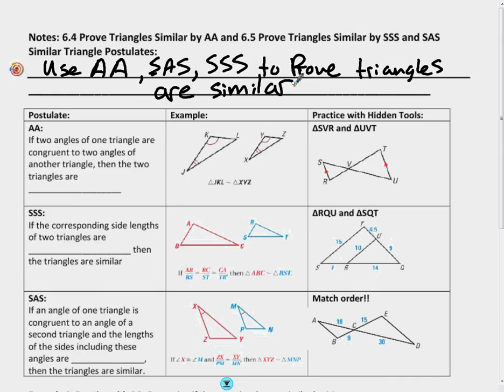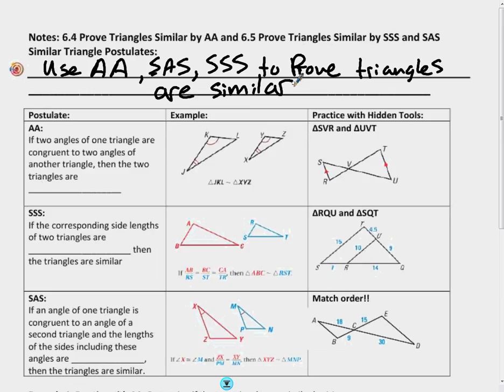Last chapter we talked about if triangles are congruent, there were 5 postulates. Can someone raise their hand and give me one of our 5 postulates for when triangles are congruent? Maddie? Side angle side. What's another? Angle angle side. Somebody new.